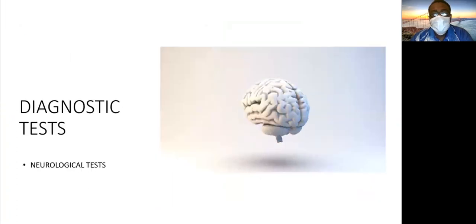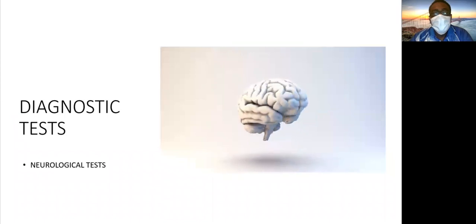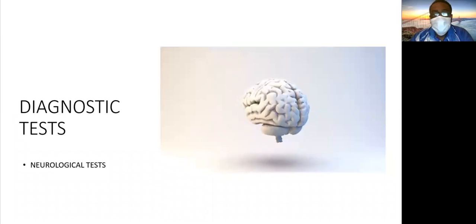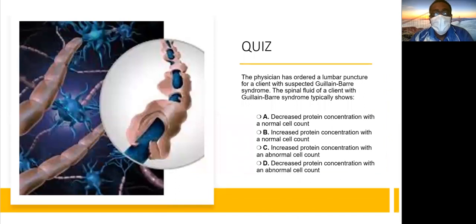Okay, the next system test we'll be looking at will be neurological tests, and as usual, we want to start with a quiz. The physician has ordered a lumbar puncture for a client with suspected Guillain-Barré syndrome. The spinal fluid of a client with GB syndrome typically shows A, decreased protein concentration with a normal cell count, B, increased protein concentration with a normal cell count, C, increased protein concentration with an abnormal cell count, D, decreased protein concentration with an abnormal cell count.